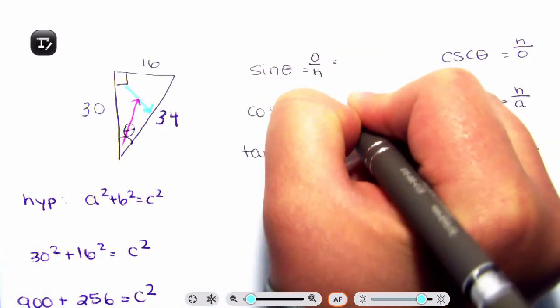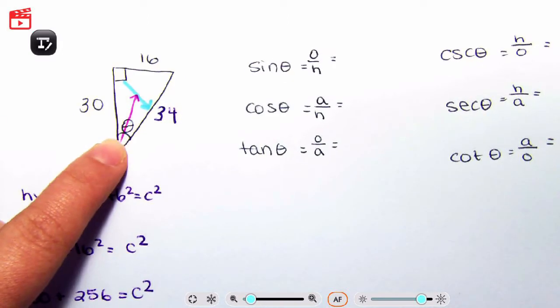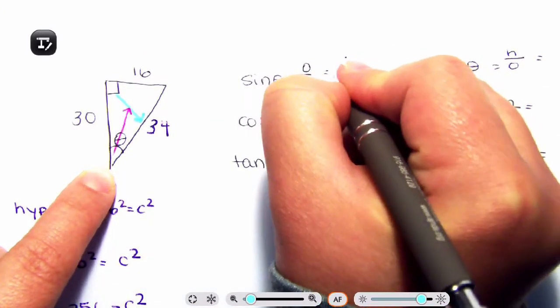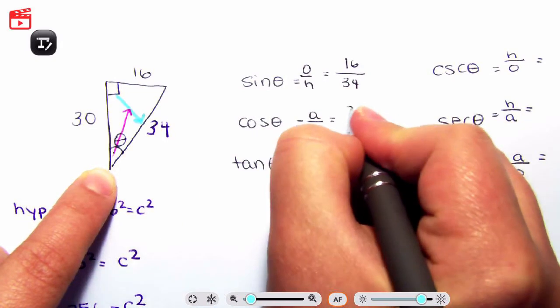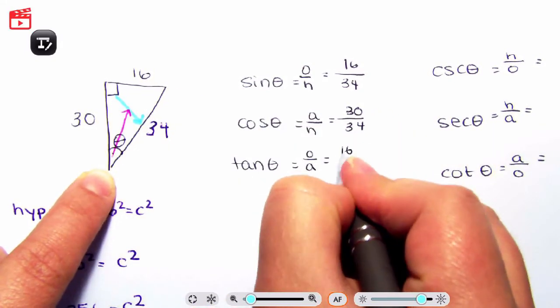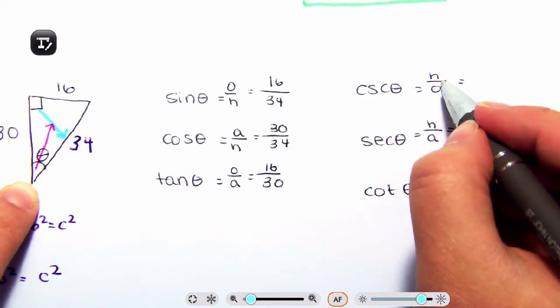So all we have to do, you guys, is just look at our triangle through the eyeball of theta and see. So what is the opposite? Opposite is 16. What is the hypotenuse? 34. What is the adjacent? Adjacent is 30. Hypotenuse is 34. Opposite is 16. Adjacent is 30. I will go back and simplify that in just a little bit. And we don't even care about this.